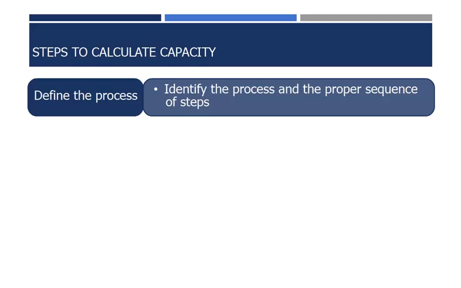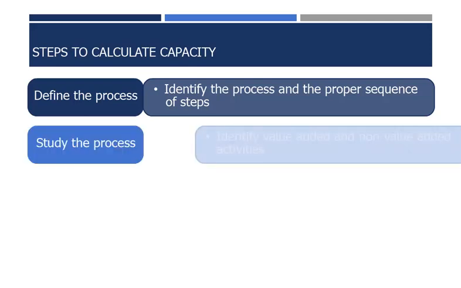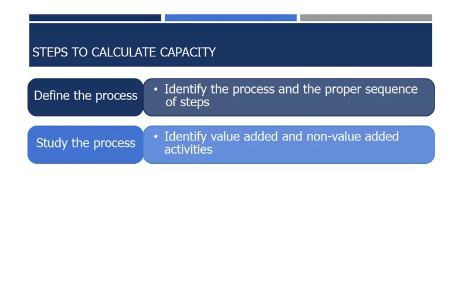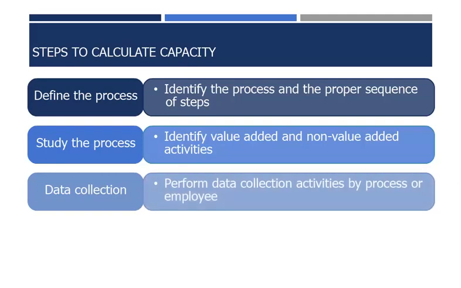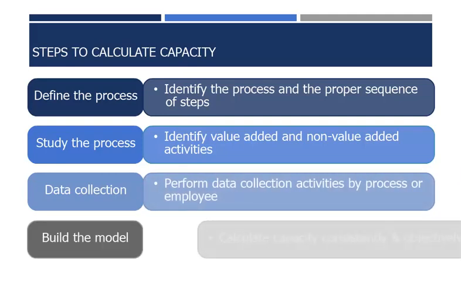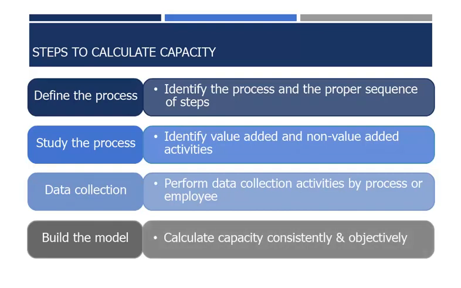The second step is that the process needs to be studied to identify value-added and non-value-added activities. Third, after studying the process, data must be collected on the activities in the process. The final step is to build a template to calculate capacity in a consistent and reliable manner. Now let's look at each of these steps in detail.